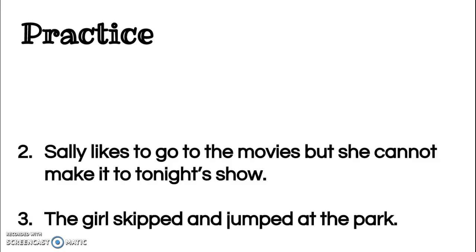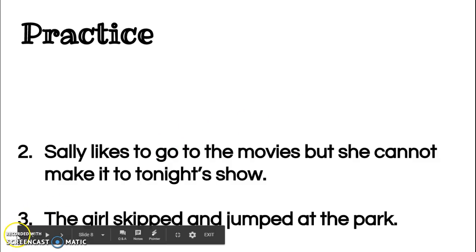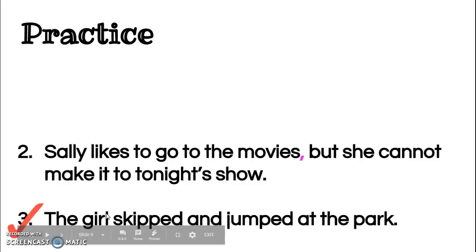Here are two more practice sentences. Read them to yourself and identify if each sentence needs a comma or not. Here is the answer. Number 2, your sentence should read, Sally likes to go to the movies, comma, but she cannot make it to tonight's show.